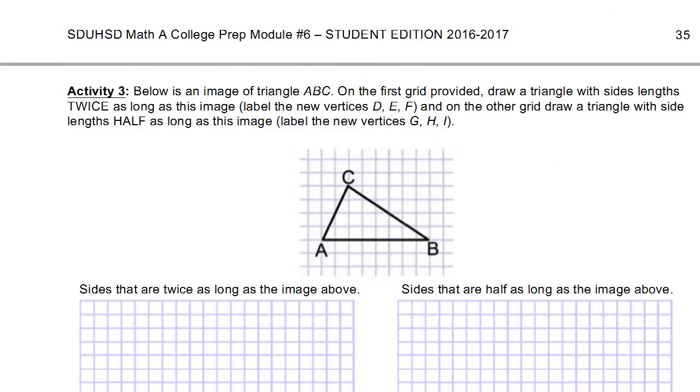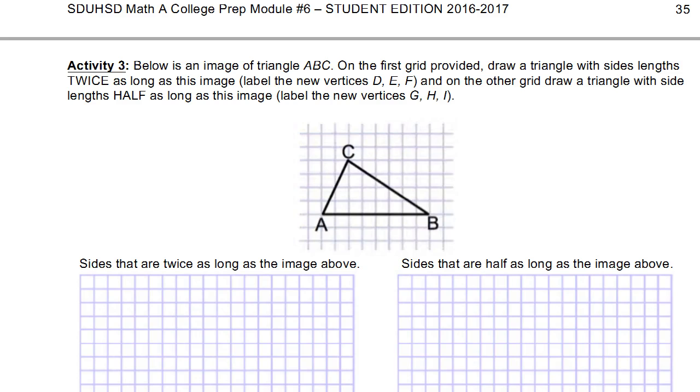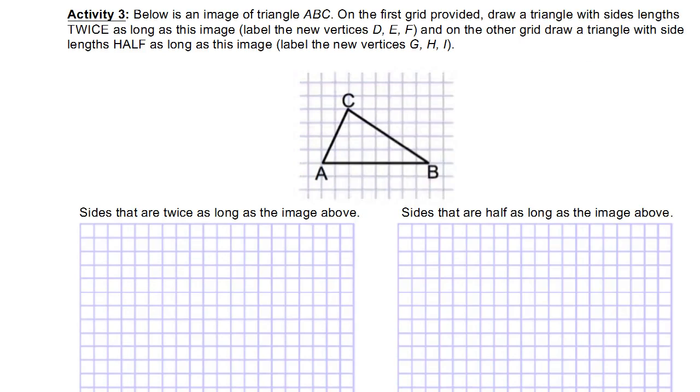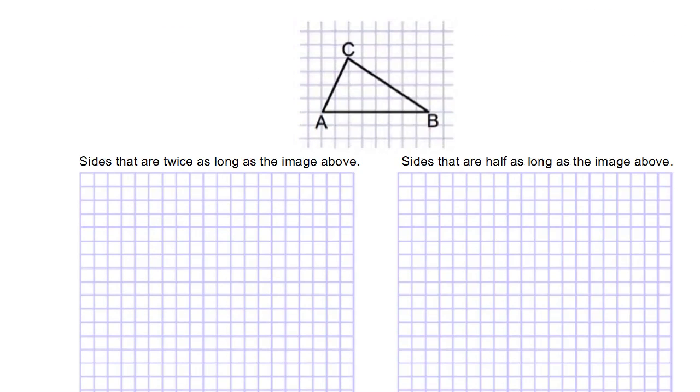So for activity 3, we have triangle ABC. On the first grid, they want us to draw a triangle with side lengths twice as long as the image they give us. And on the second grid, they want us to draw a triangle with side lengths half as long as that image. So before I make the triangle twice as long, I'm going to count out the distance from A to B on the original triangle.